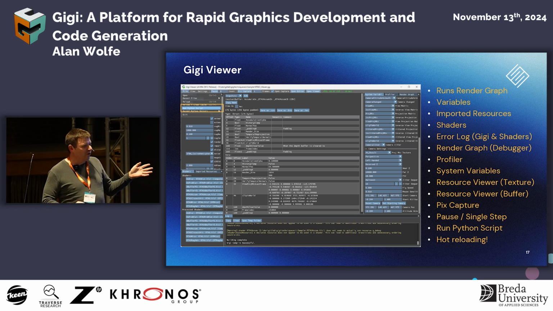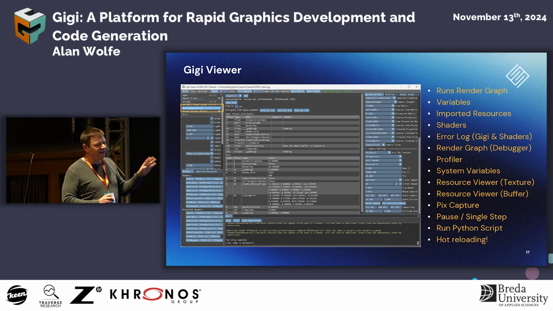So hot reloading is supported not only for the Gigi file and shaders, but also asset files and any other file that I might need to read. If you change it on disk, it'll be updated.